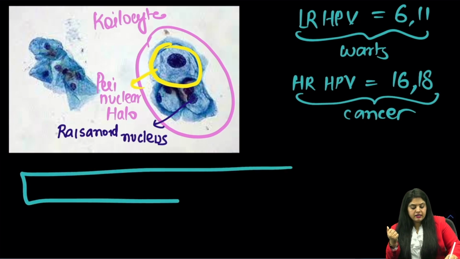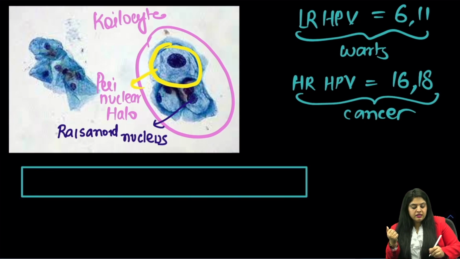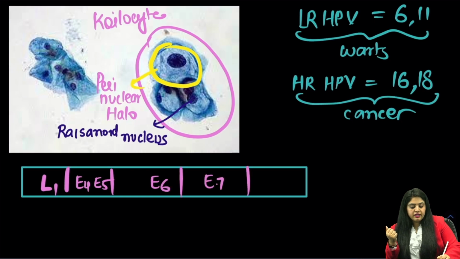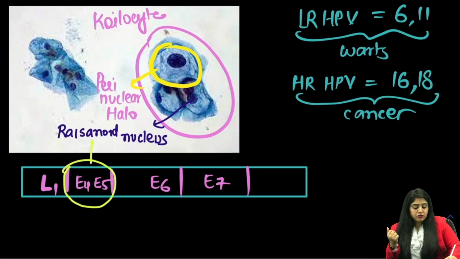Quickly, make a diagram of human papilloma virus. Remember, God has given it L1. God has given it E4 and E5. God has given it E6 and E7. So what is the function of each? The coilocyte that you're talking about is caused by E4 and E5.